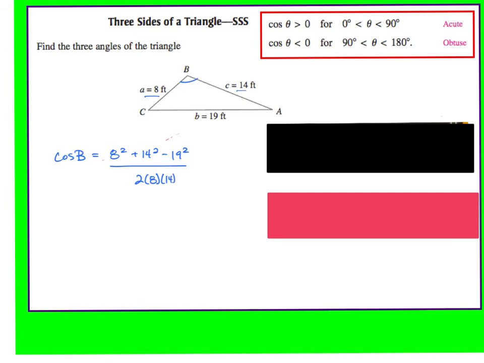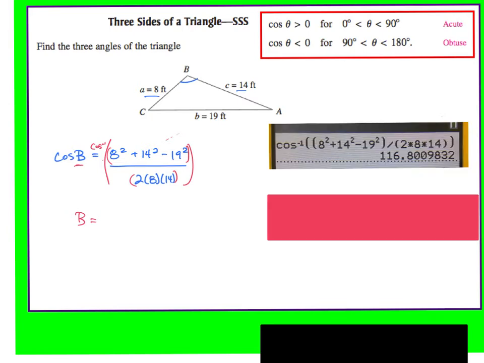Now, I personally wouldn't do this yet. How would I get to angle B? Arc cosine it. So we're going to arc cosine both sides. Now, when you put them in a calculator, make sure you put parentheses around the numerator and denominator. All right, so I get angle B is equal to 116.80 degrees.